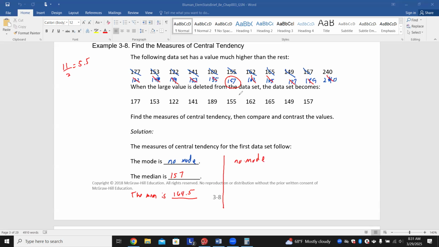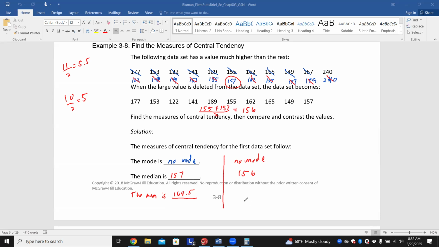The median this time would be 10. So 10 divided by 2 would be 5. So I'd go 1, 2, 3, 4, 5. So I need to find the average here. Oh, my bad. I need to do this one. So if I go 1, 2, 3, 4, 5, that would be 155. And then 1, 2, 3, 4, 5 plus 157. Add those up, divide by 2. That looks like that's going to be 156. So my median now is 156.